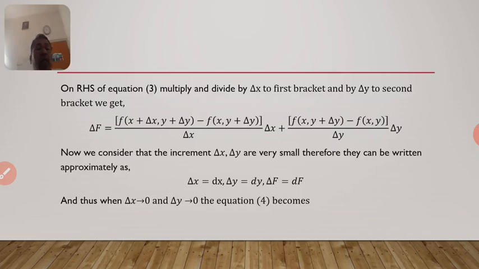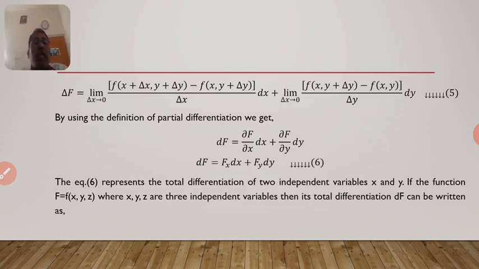And thus, when delta x tends to 0 and delta y tends to 0, equation 4 becomes delta f equals limit delta x tends to 0, in the bracket, f of x plus delta x, y plus delta y minus f of x, y plus delta y, bracket close, divided by delta x, into dx, plus limit delta y tends to 0, in the bracket, f of x, y plus delta y minus f of x, y, divided by delta y, into dy. This is equation number 5.